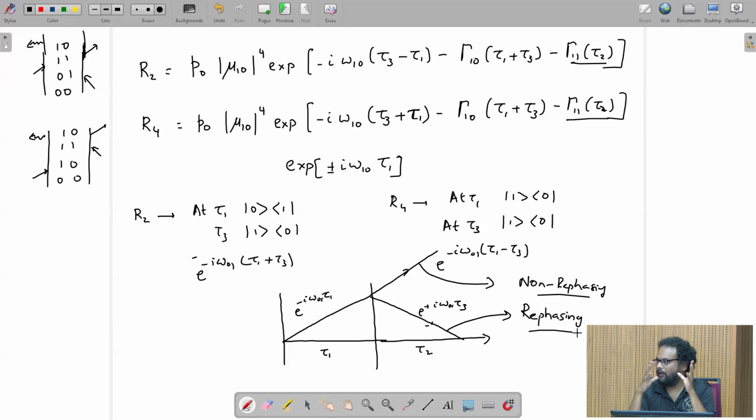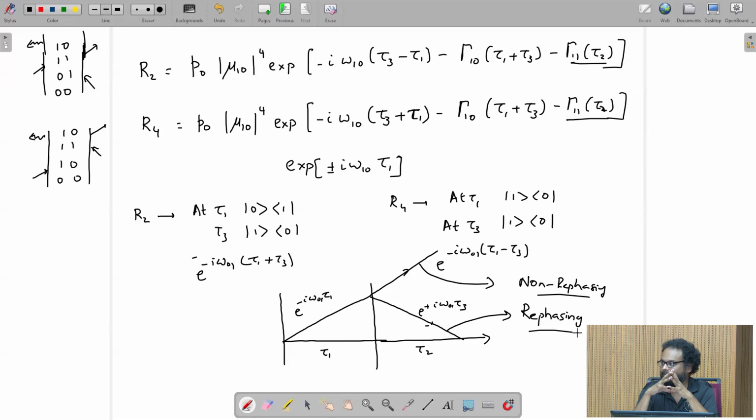Today has been a bit of a long class, but we have covered a lot of ground. The important takeaway is to go and think about the Feynman diagrams, how to write the correlation functions, and how you get impulse response functions from correlation. Once you write the Feynman diagrams, you get the response functions. Once you get the response functions, then you have the polarization, the response that you're going to experimentally measure.